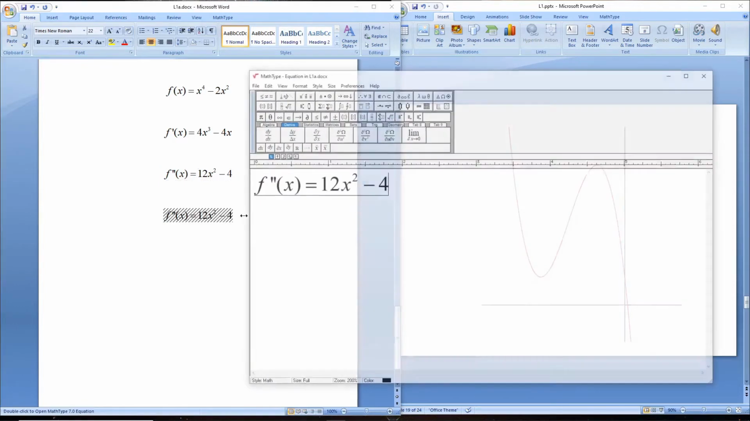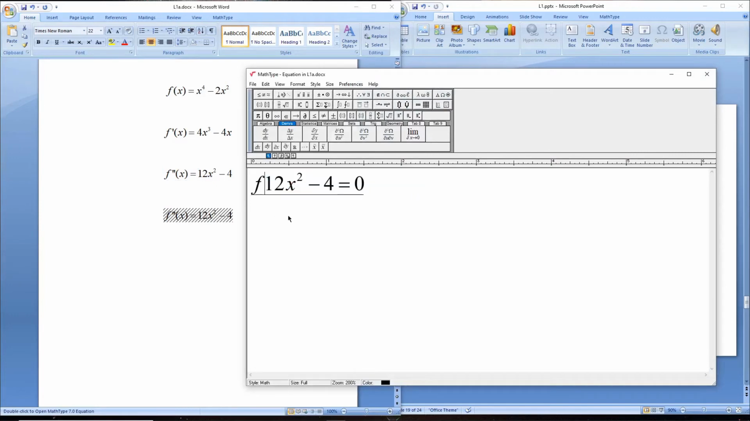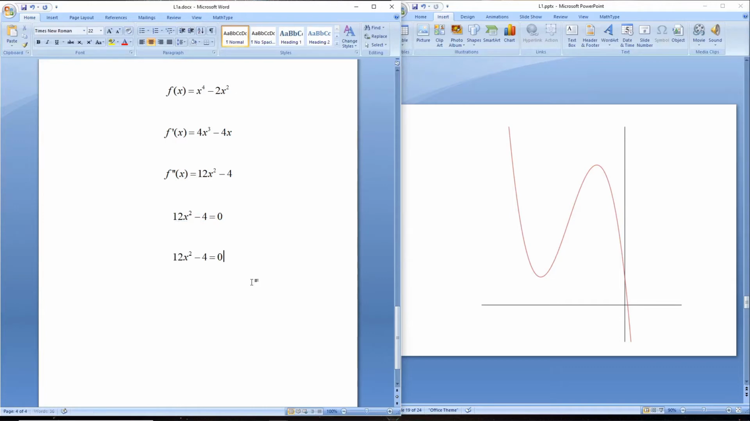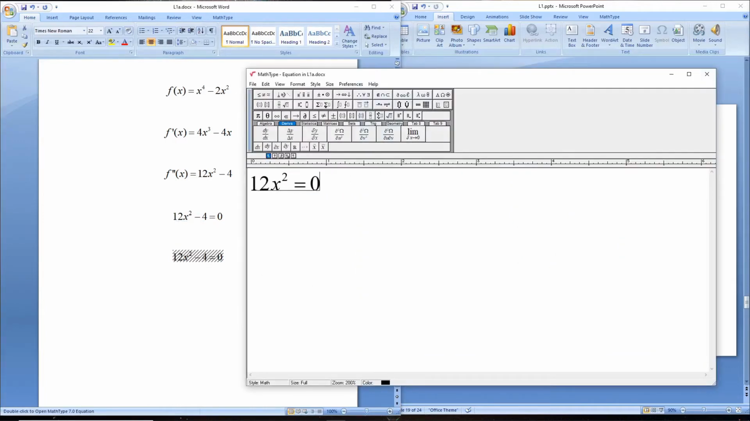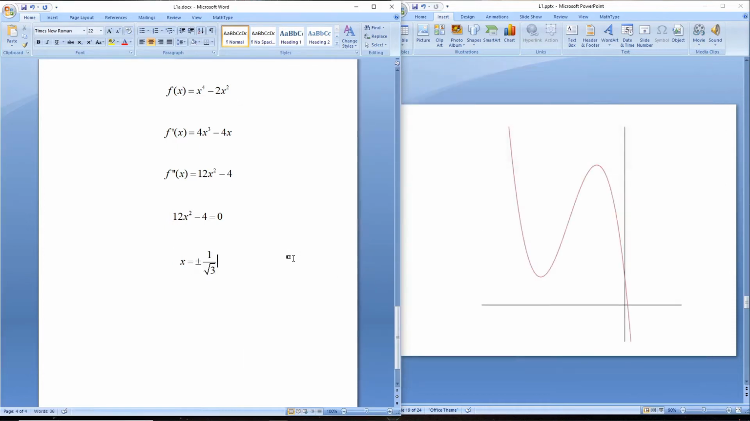Since we're solving for inflection points, we'll set that equal to 0, and then we'll solve it. Divide both sides by 12. So we'd have 4 divided by 12, which is 1/3. And then we have to take the square root of both sides to isolate x. And there we go. Stick the square root there because the square root of 1 is 1. And of course, we took an even root, and so even roots will always have a plus or minus solution. And there's our two answers.